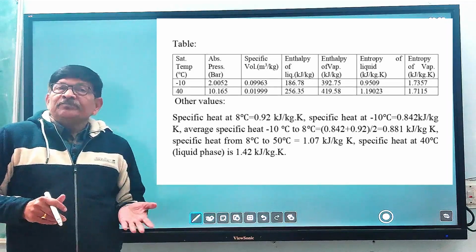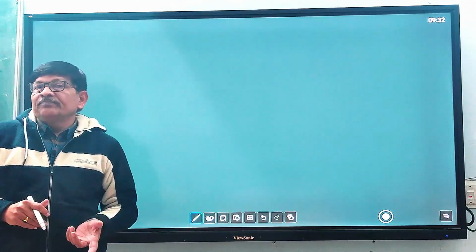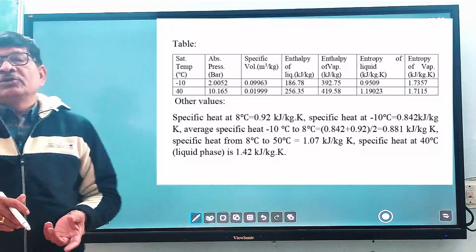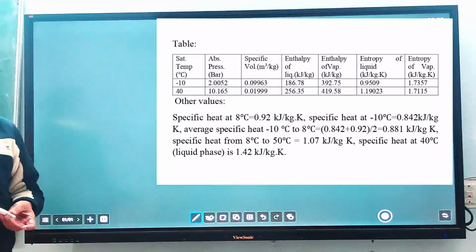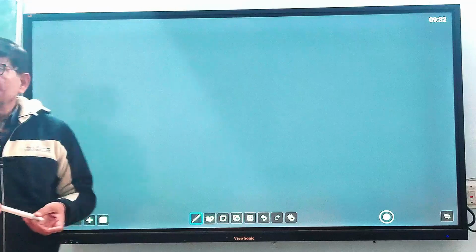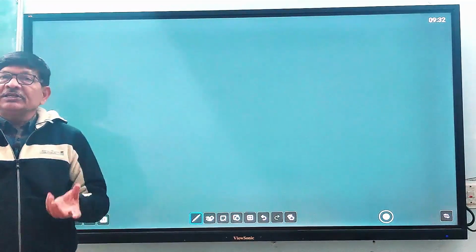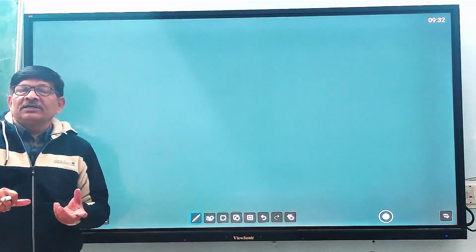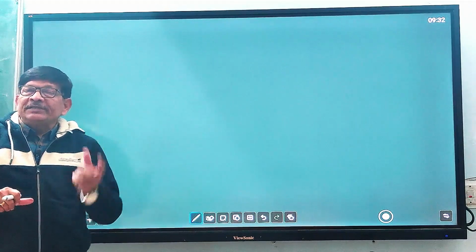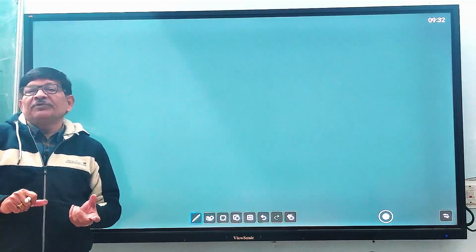First we review the thermodynamic relationships to solve the problem. You have to find out the coefficient of performance. But by using this data, you must know how this data can be visualized on the pH chart, the pressure enthalpy chart. This is very, very important.